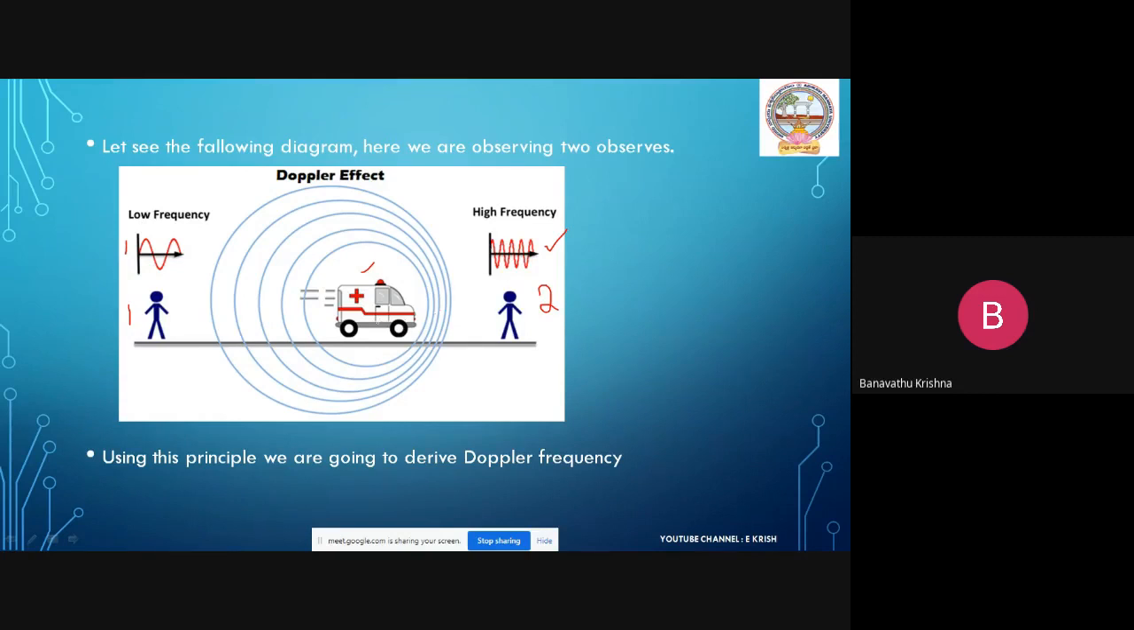Why? Because the ambulance is making a continuous signal, and it is moving towards observer 2, so the frequency of sound is increasing. So there is a change in frequencies. Here the vehicle is away from observer 1, so the frequency is decreasing. Here the vehicle is moving towards observer 2, so the frequency increases. So there is a change in frequency, which we call the Doppler effect. Using this principle we are going to discuss the Doppler frequency and derive it.